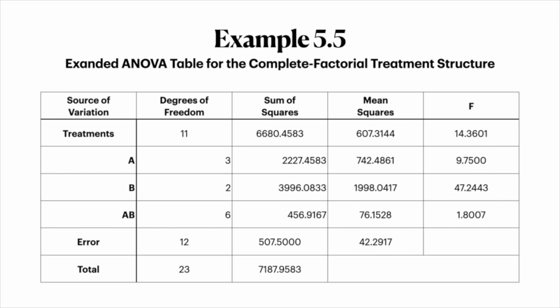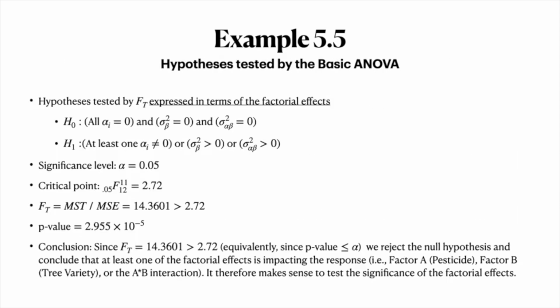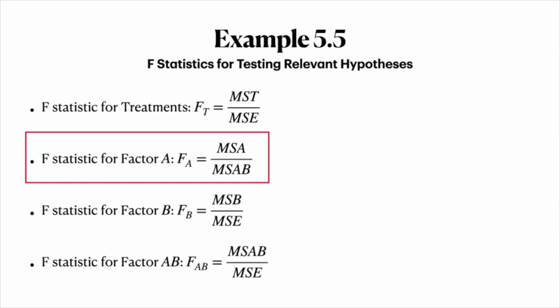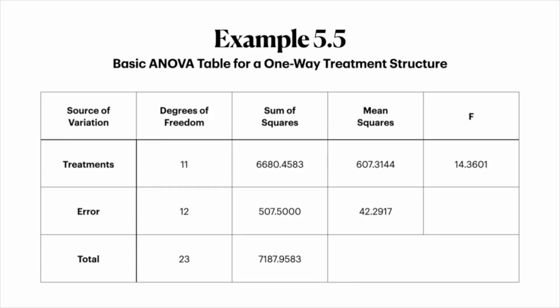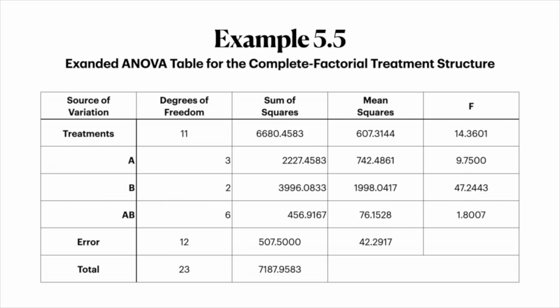And so we are going to now look at the expanded table, which we've already done the calculations for. The only thing that we need to potentially recalculate would be the F statistics. And you'll recall from a previous slide that these are the formulas we need to use for those F statistics. So just make sure that when calculating the F statistic for factor A, we divide MSA by MSAB rather than MSE. Okay, and so those are the F statistics for factor A, factor B, and the interaction.